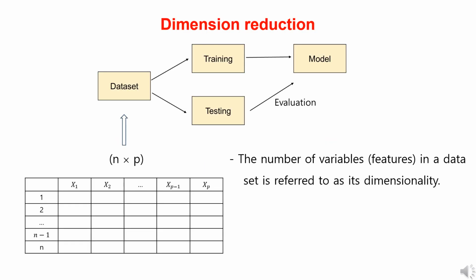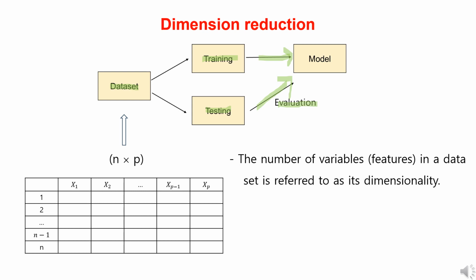In this video, we will learn about dimension reduction, which is popularly used in AI modeling. As mentioned in the K-fold cross-validation video, the process of building an artificial intelligence model involves dividing the entire dataset into training and testing data. We train the model using the training data and evaluate its performance by testing it with the testing data.